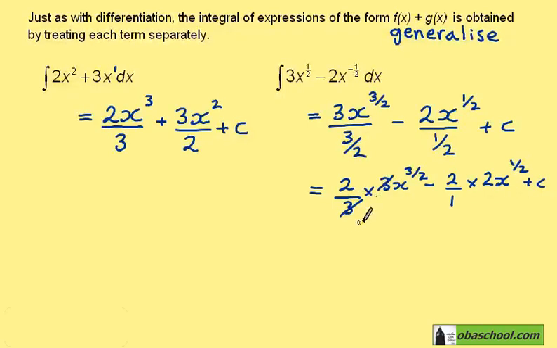The 3's here will cancel, so this term becomes 2x to the 3 over 2, and here 2 times 2 is 4, so we get 4x to the half plus c.